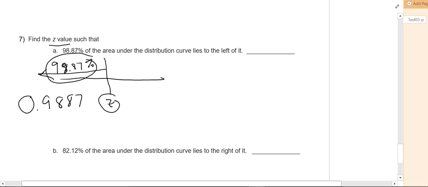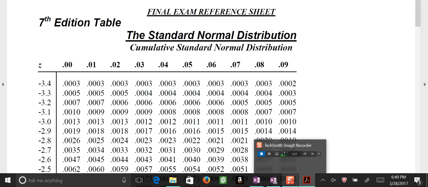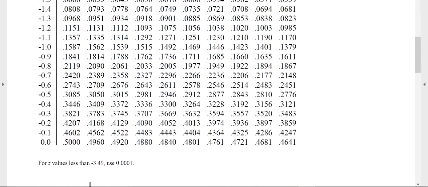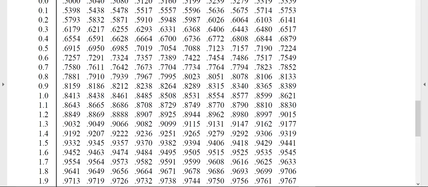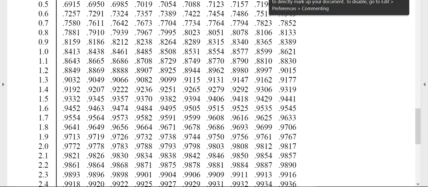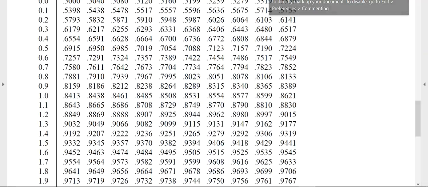0.9887. So I'll go to my table and I'm going to look up 0.9887 somewhere in this chart, right? Notice the numbers are increasing. There it is right here. That's associated with the number 2.2 with a hundredths position of 8, correct? So 2.28.